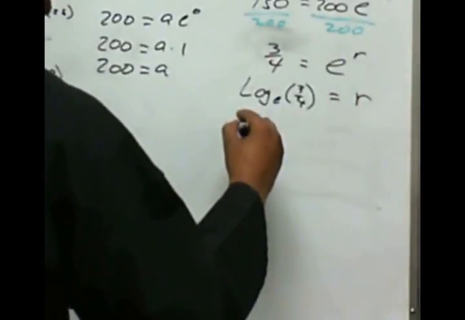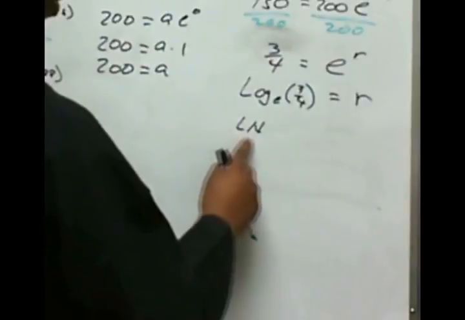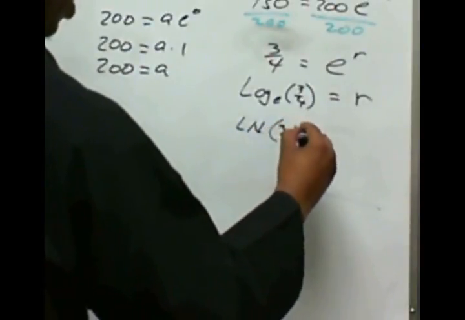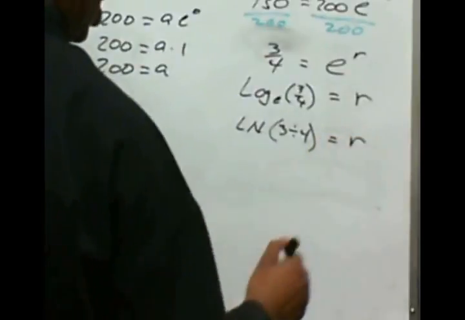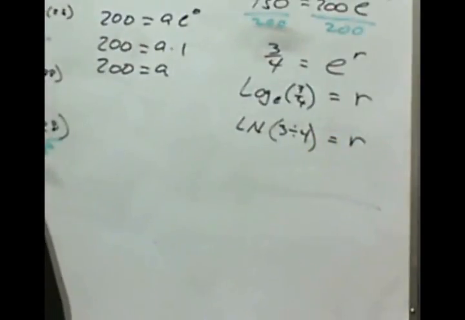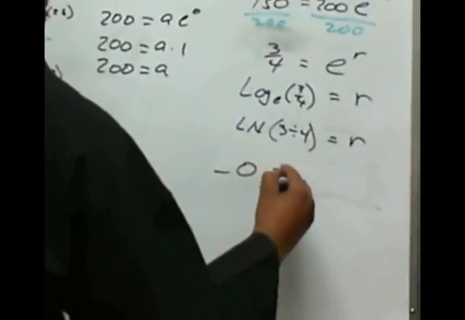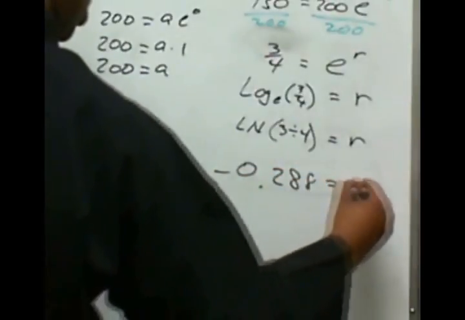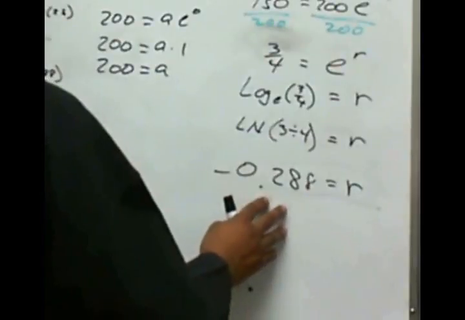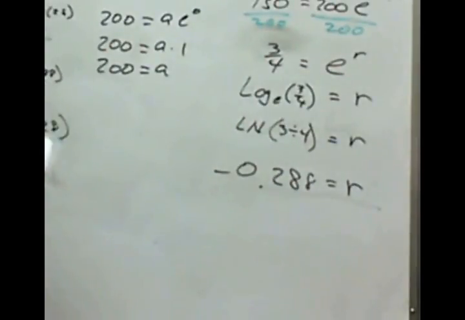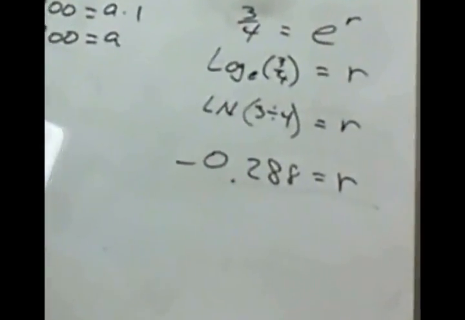Log base e, we get that by pressing the ln button and then typing in 3 divided by 4, and that will give us our rate. And the rate ends up being negative 0.288. And that's the rate at which the blood alcohol is declining. About 29% loss every hour.